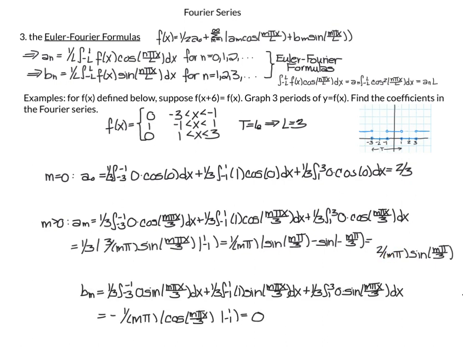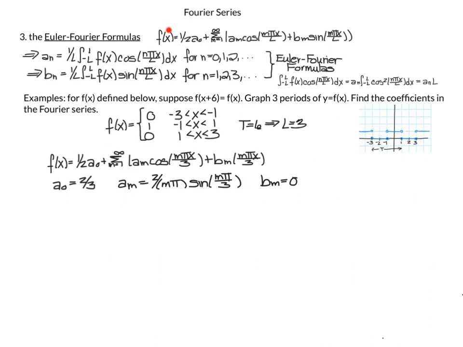Doing something similar for b sub m, and again, our integral from -3 to 1 and our integral from 1 to 3 has the 0, so those are going to go away. So we just need to integrate from -1 to 1, our f of x, which is 1, times sine of m pi x over 3. So that gives us cosine of m pi x over 3. And when you plug in the 1 and you plug in the -1, you're going to get 0.